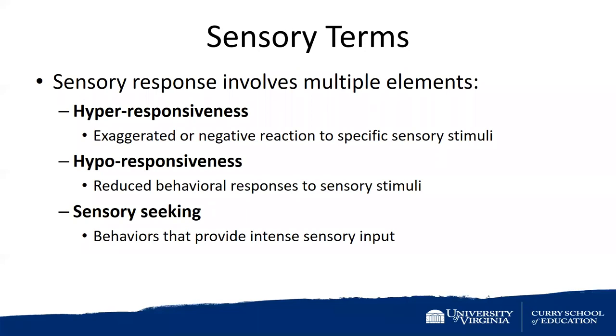Another important sensory term to think about is that oftentimes we as human beings engage in sensory seeking behavior. That's behavior that we actively, voluntarily engage in because it provides intense sensory input. We oftentimes fidget, rock, pace back and forth, jiggle our legs, anything like that. Those are examples of sensory seeking behavior, when we're engaging in behavior purely for the sensory input that it provides to us.